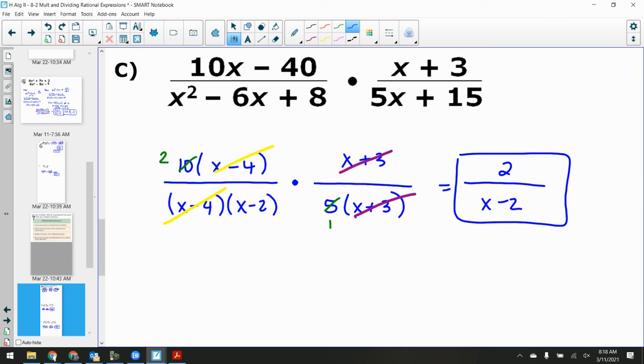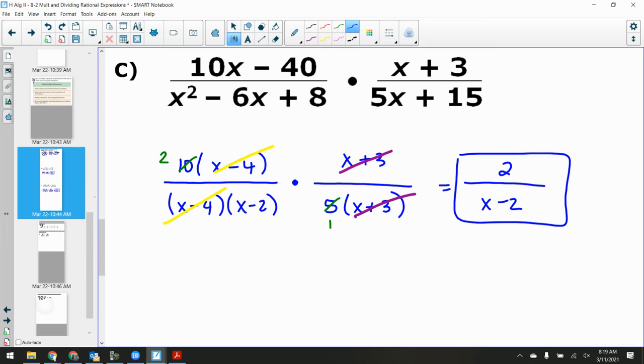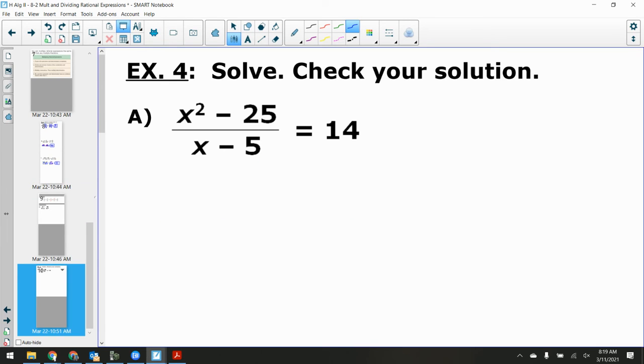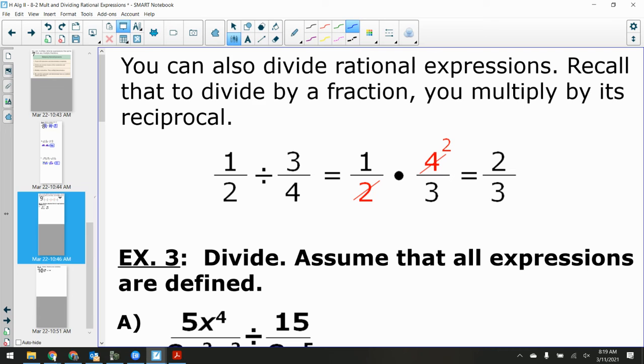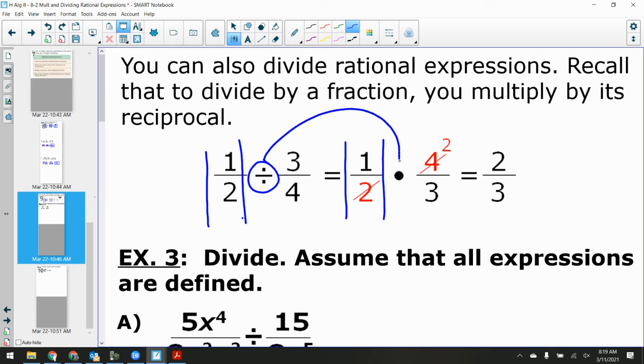Okay. Now, would we all agree that multiplication is very similar to division? Division is similar to multiplication when you're working with a fraction. Keep, change, flip, and you end up multiplying, right? So the same thing is going to happen with these polynomials. You can also divide rational expressions. Recall, keep, change, flip. What does that mean? Keep the first term, change the operation, flip the second fraction. Yep. Keep, change, flip. And then you multiply in the end.